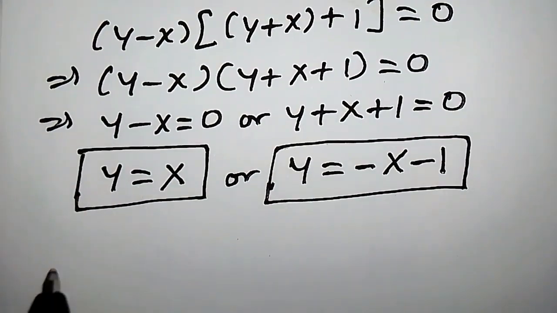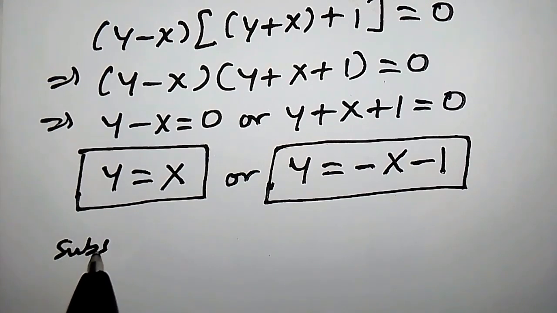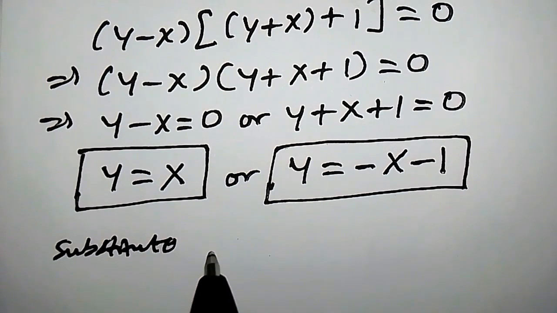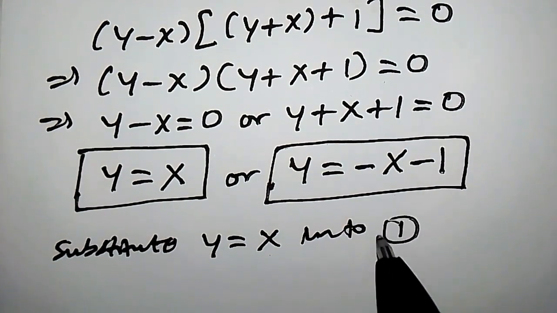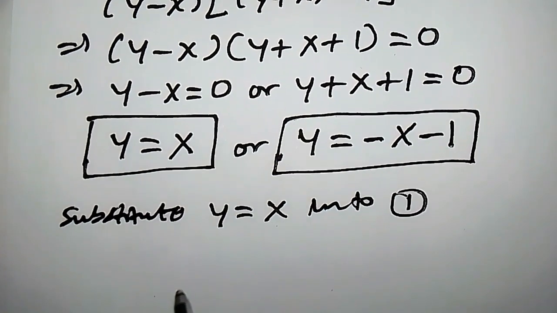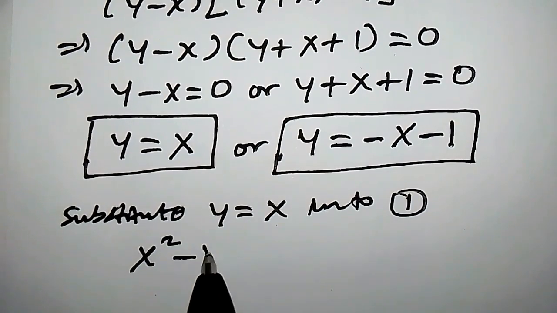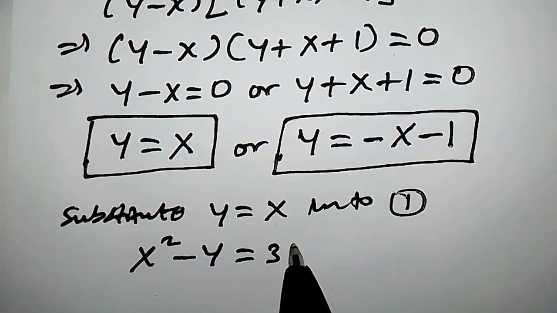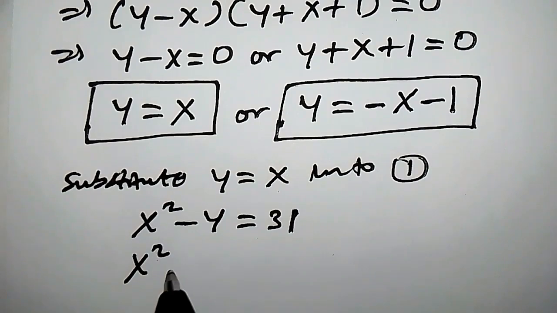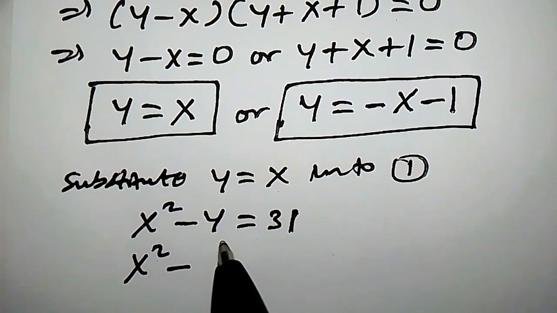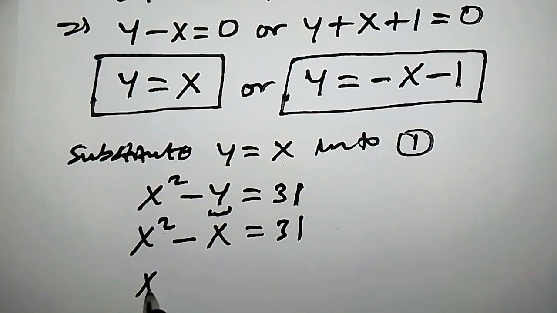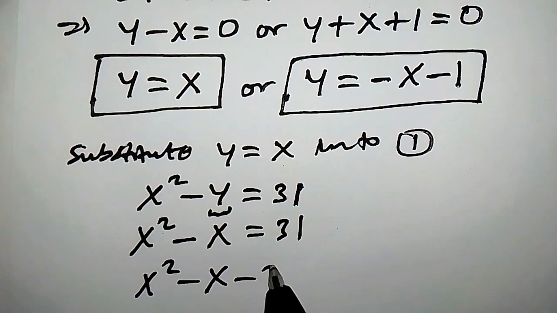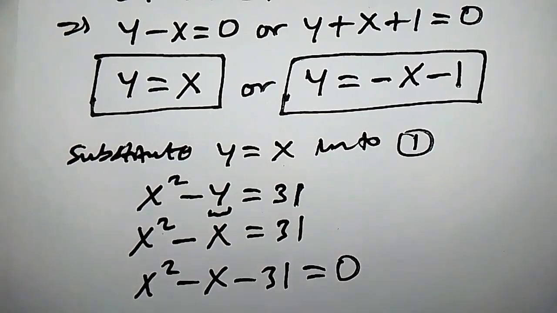Now, consider this first. Substitute y equal to x into equation 1. Equation 1 is x squared minus y equals 31. x squared minus, this means that we have to replace this particular y with x, equals 31. So x squared minus x minus 31 is equal to 0.